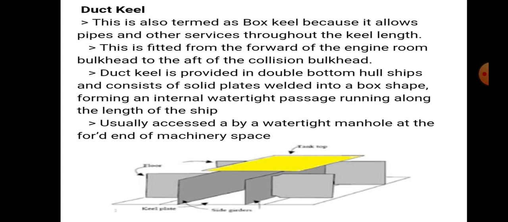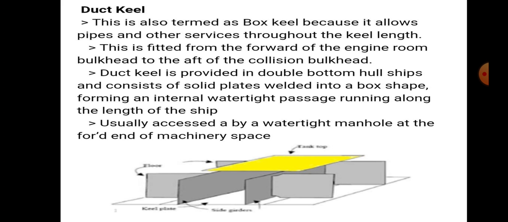Duct keel is also termed as box keel because it allows pipes and other services throughout the keel length. This is fitted from the forward of the engine room bulkhead to the aft of the collision bulkhead.